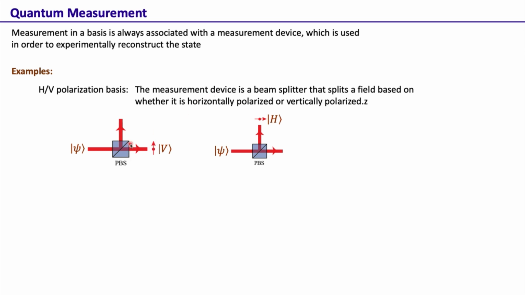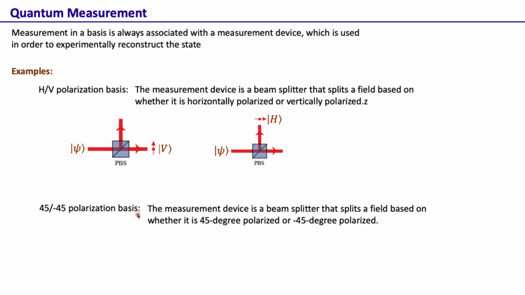So this polarizing beam splitter is acting as these two projectors, and since the polarization basis is two-dimensional, we have only two projectors, making these photons go in two different directions. Of course, we can't have a situation where we have one photon here and one photon there as well. So the photon has to get detected either with the vertical projector or the horizontal projector. One can also work in the +45/−45 polarization basis, and in that case the measurement device would be a beam splitter that splits a field based on whether it is 45 degree polarized or −45 degree polarized.